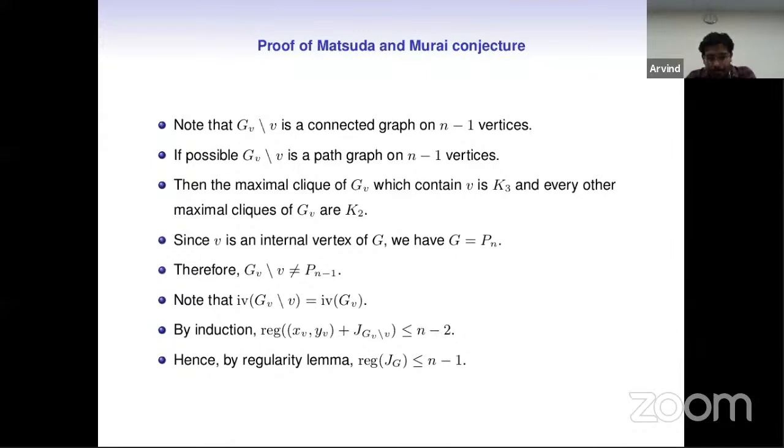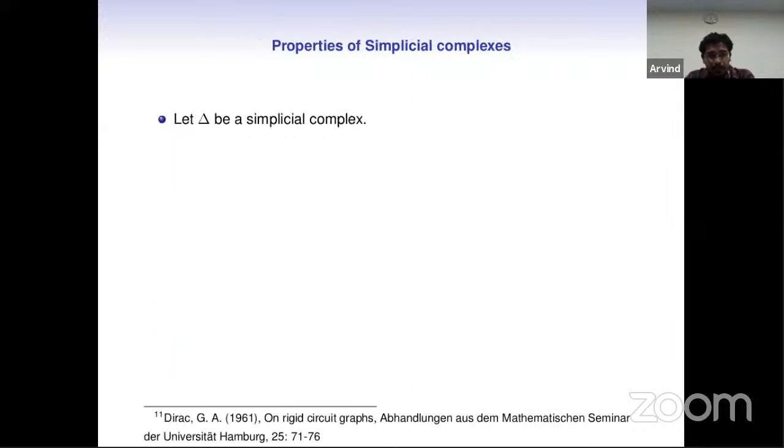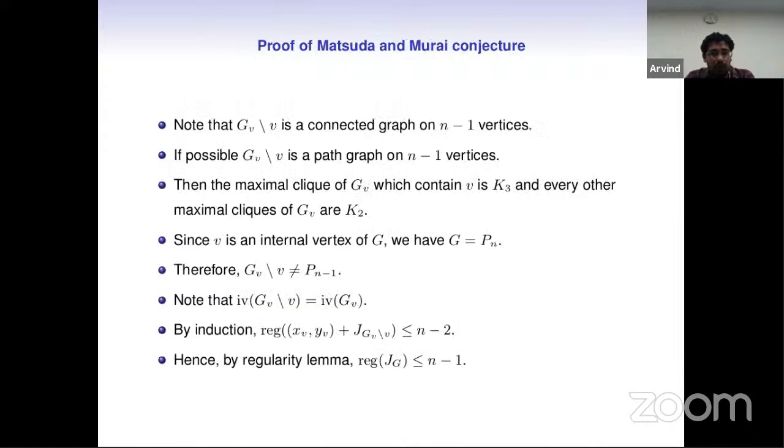Okay. This completes the proof of the Matsuda and Murai conjecture. Also, this is an alternate proof of the Matsuda and Murai upper bound.